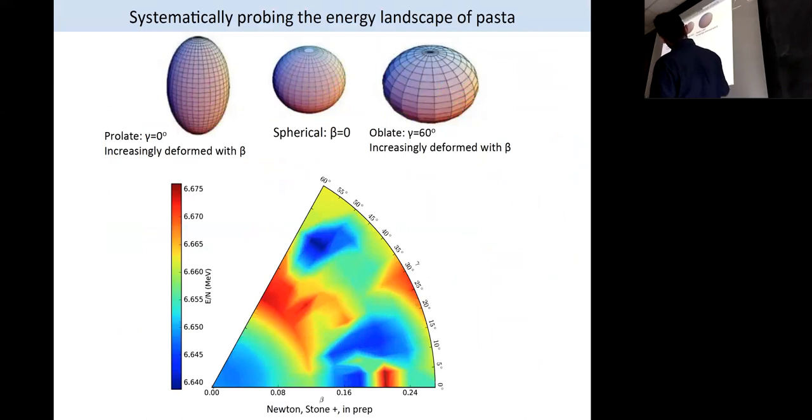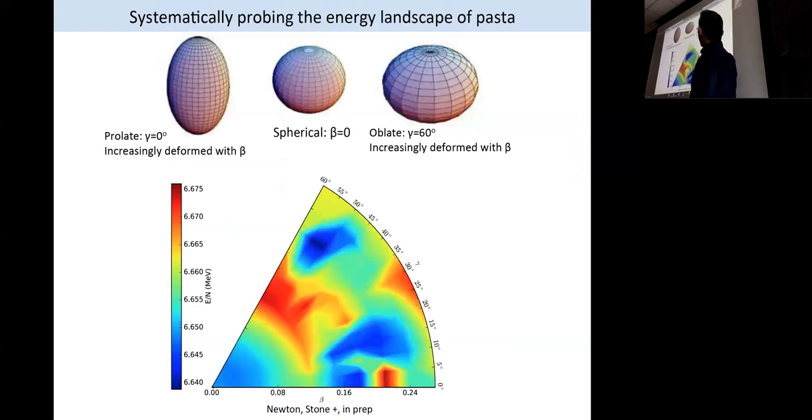And then there's this angle between 0 and 60 degrees, gamma, which characterizes the sense of the deformation. So as you go from spherical, so spherical is with beta equal to 0. Then if you increase beta down here, you're producing more prolate deformations. If you go along here, you're getting more oblate deformations. So in pasta language, down here, you're making spaghetti-like structures, and over here, you're making lasagna.